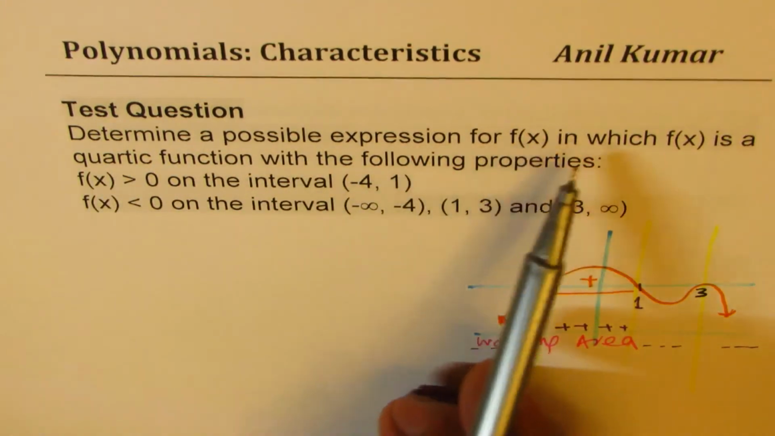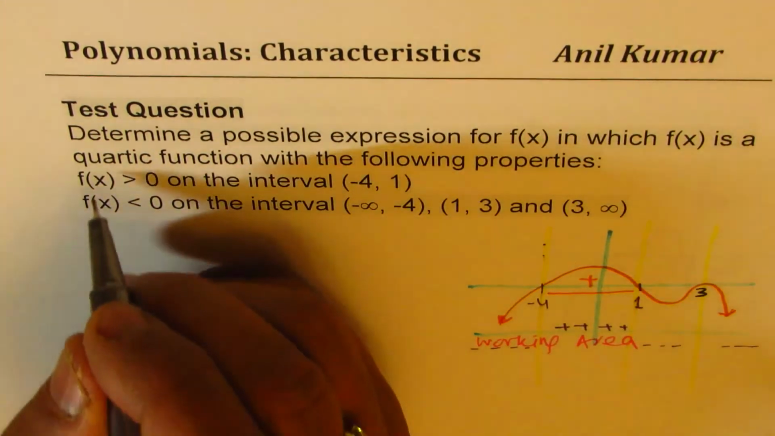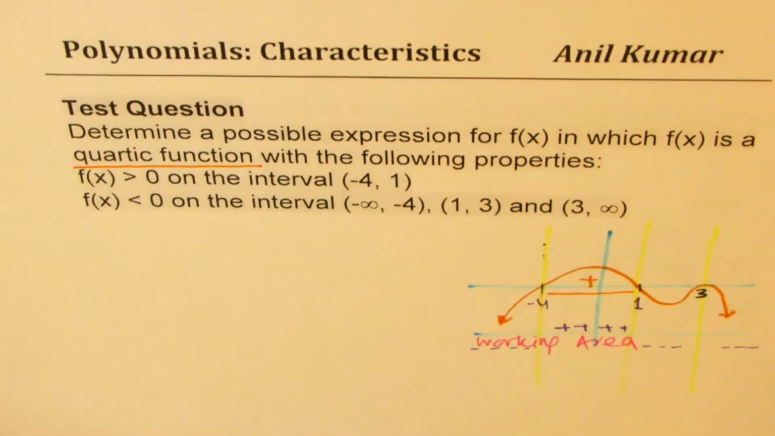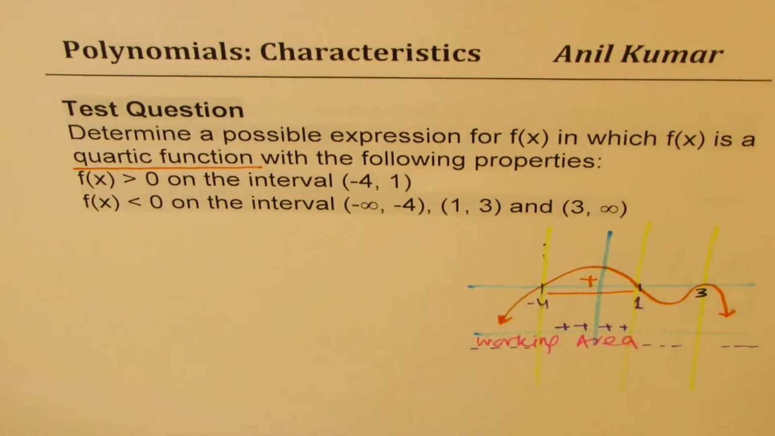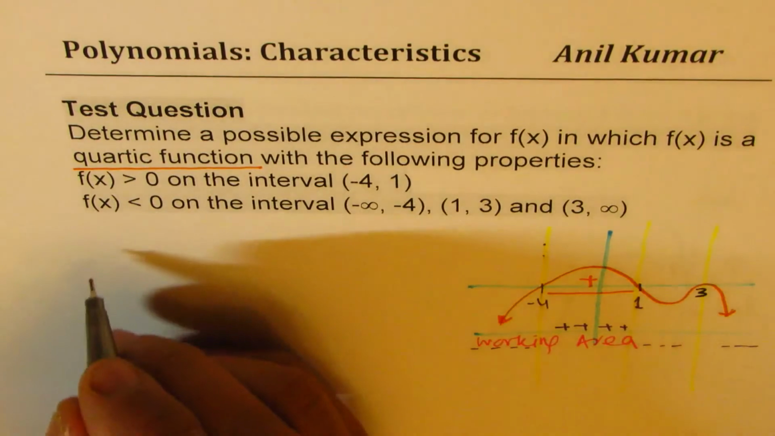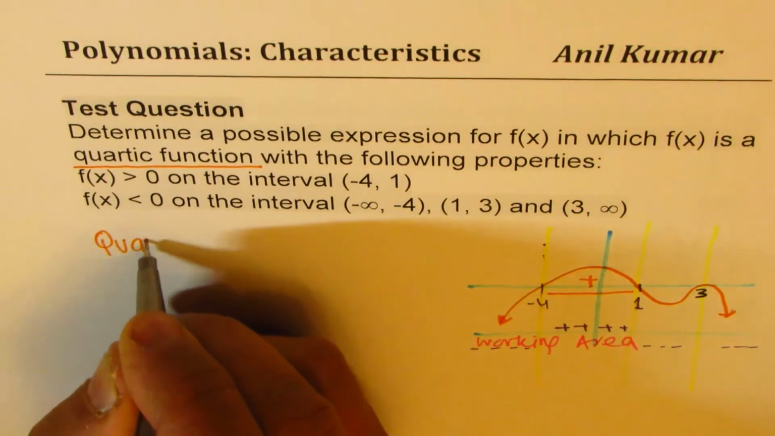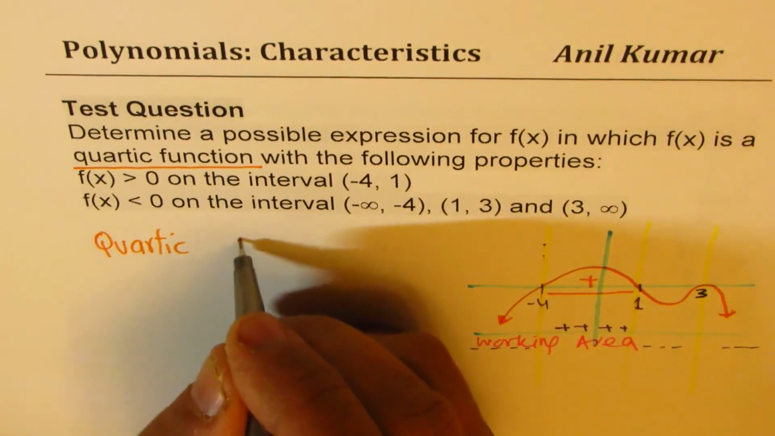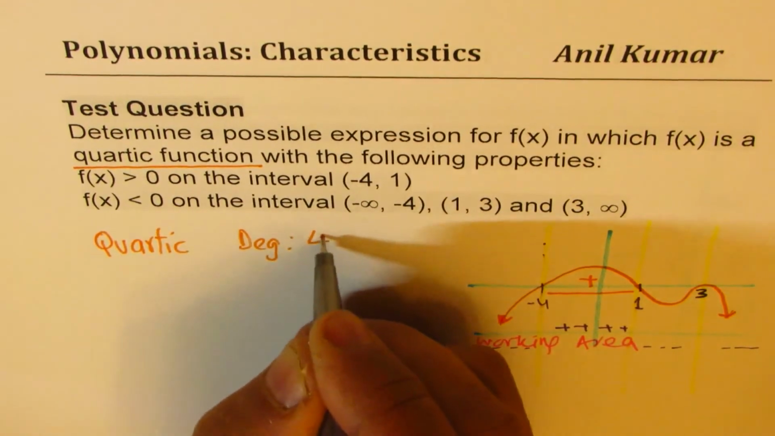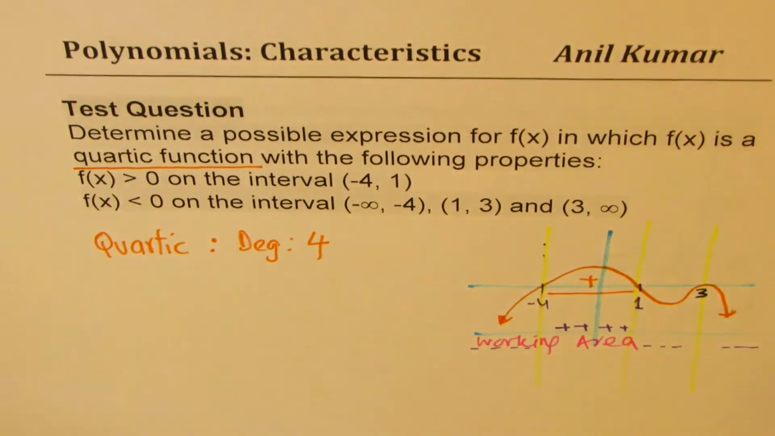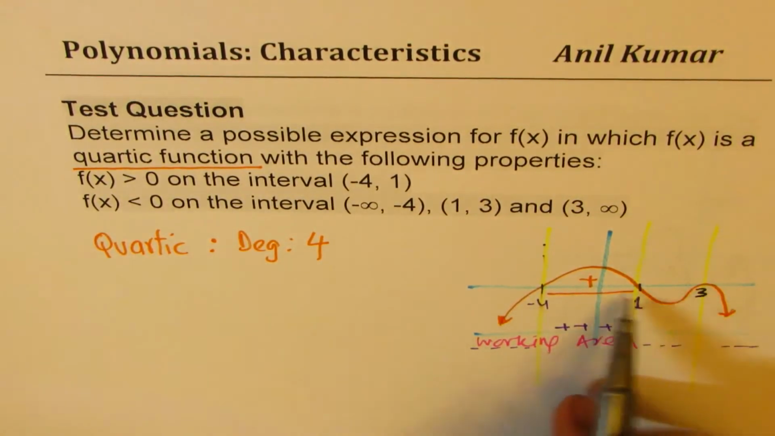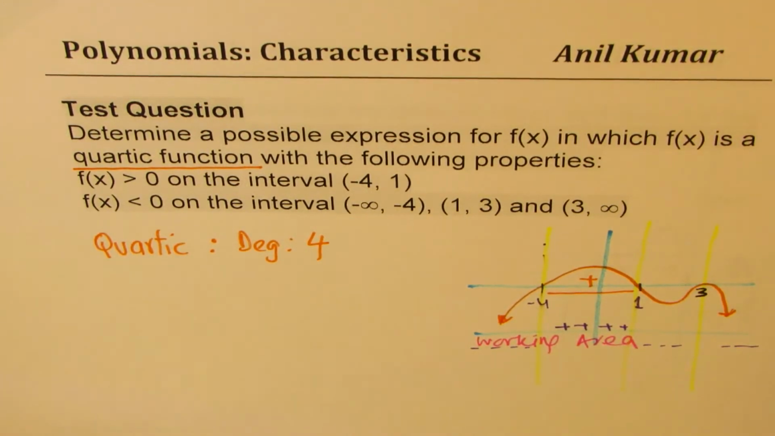Determine a possible expression for the function in which f of x is a quartic function. Do you see that? That's why I made it like this. Quartic means degree 4. So when we say quartic, it means the degree is 4. Perfect. And we should have something to correlate with degree 4, right?